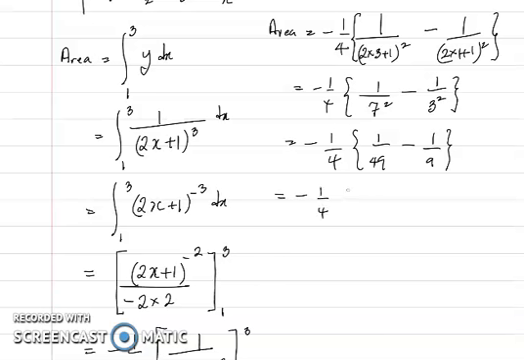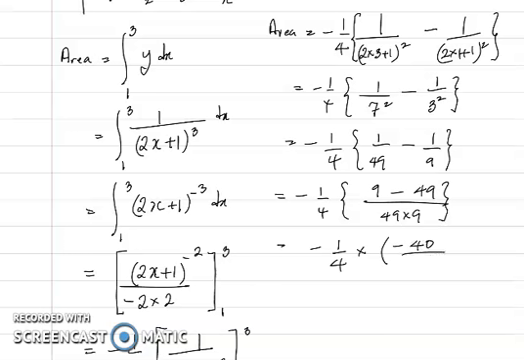The LCM is 49 times 9. 49 goes into that 9 times. 9 times 1 is 9. 9 into this goes 49 times. 49 times 1 is 49. And so this area is equal to minus 1 over 4 times (9 minus 49, which is minus 40). And 4 times 9, I believe, is 441.